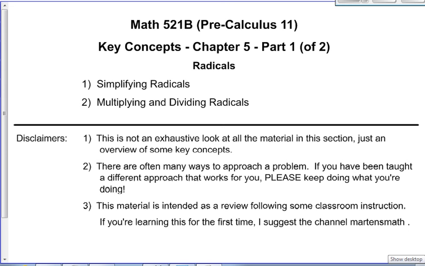Hi folks, welcome to the Key Concepts Review for Chapter 5 of Math 521B, Pre-Calculus 11. Here we're looking at radicals, specifically simplifying, multiplying, and dividing radicals.